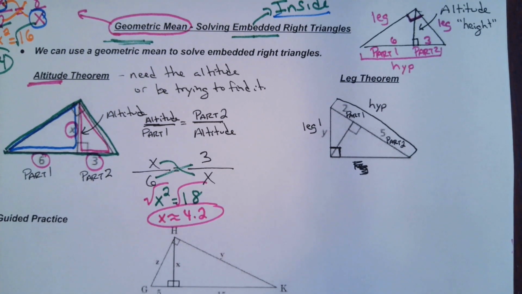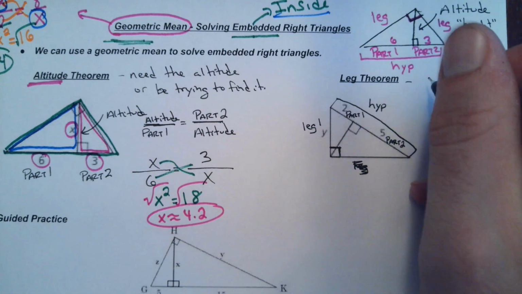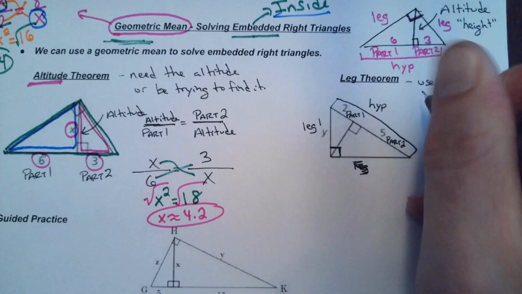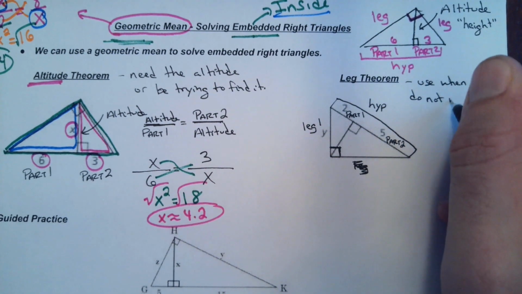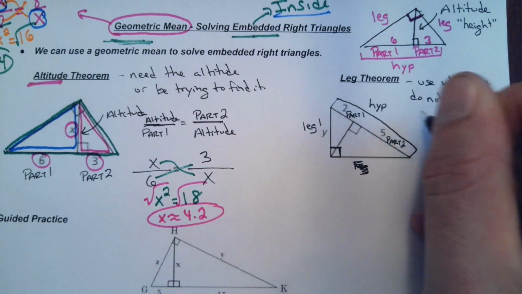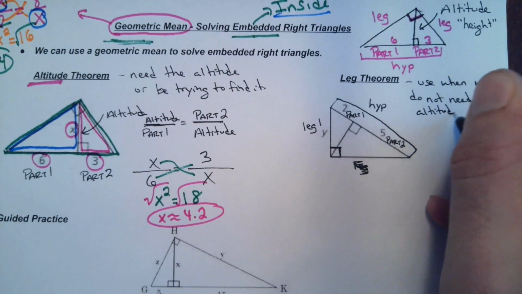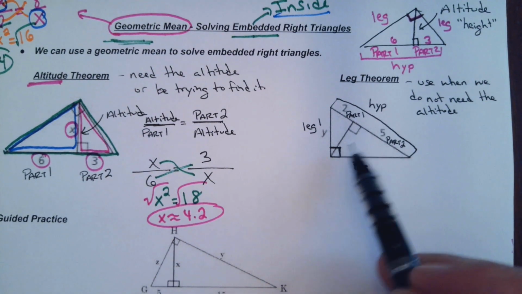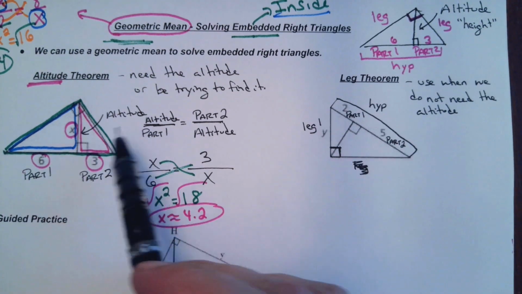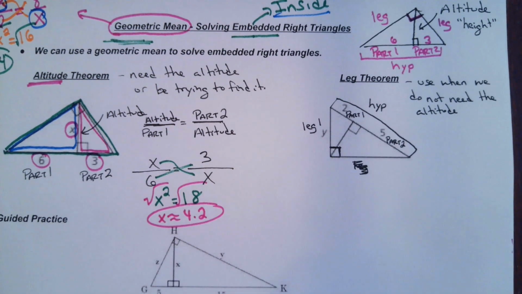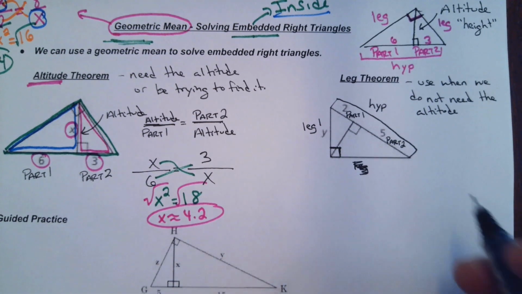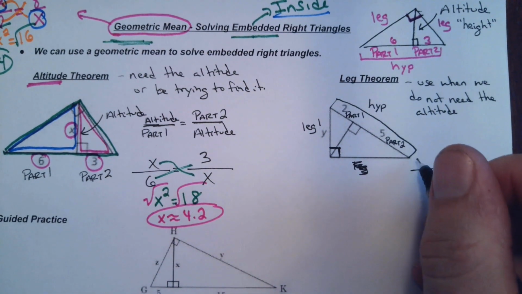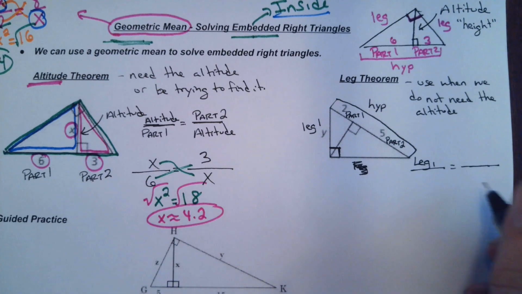Okay, so here is the leg theorem. The leg theorem we're going to use when we do not need the altitude. So we're not looking for the altitude. We don't know it, and we don't need anything with the altitude. So there's no altitude there. Over here we had X. Here we have nothing. Okay, so here we go. What does the leg theorem look like? We're looking for leg 1.